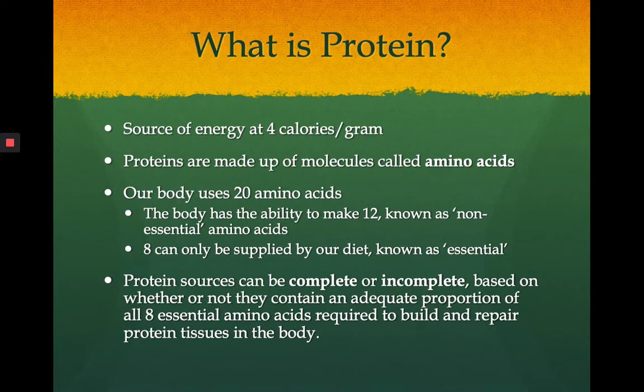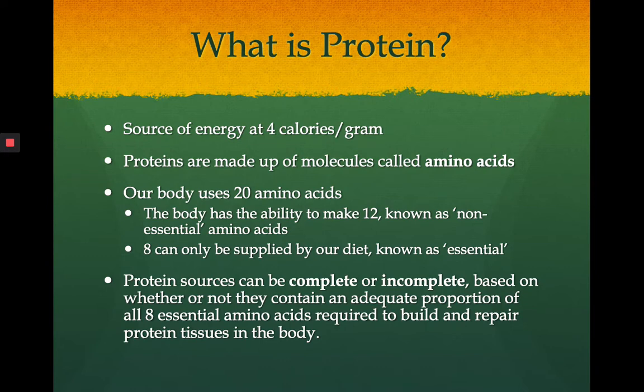Well, first, it is a source of energy, just like carbohydrates, at 4 calories per gram. So it has the equal amount of calories per gram as carbohydrates. Proteins are made up of molecules called amino acids. Our body uses 20 amino acids. Now, the body actually has the ability to make 12 of these.